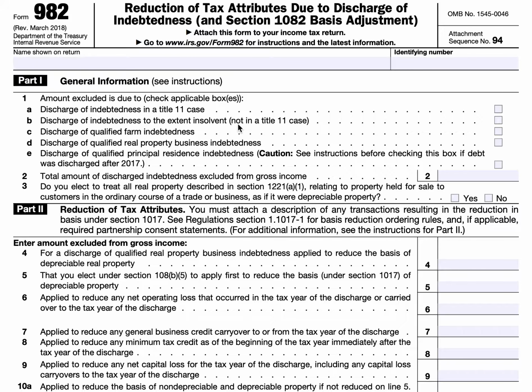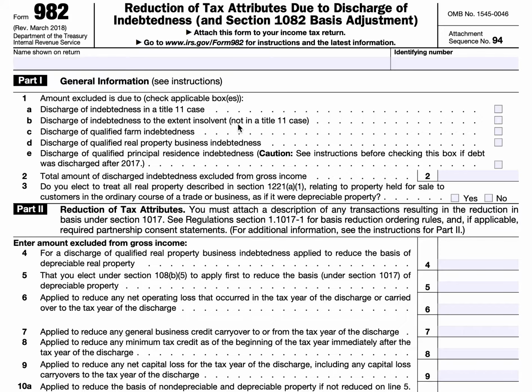If your indebtedness is related to a qualified farm, you would check box 1C. Qualified farm indebtedness, as defined by the IRS, is the amount of indebtedness incurred directly in connection with the trade or business of farming. To further define this, 50% or more of your aggregate gross receipts for the 3 tax years prior to the current tax year, or the year that your discharge occurred, must have been from the business of farming.